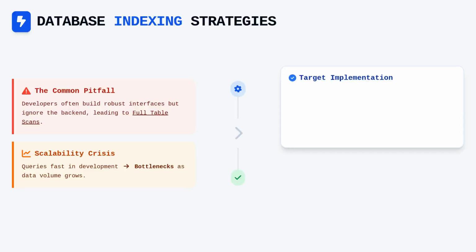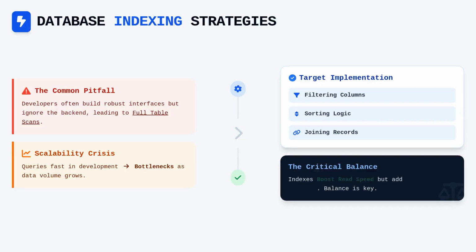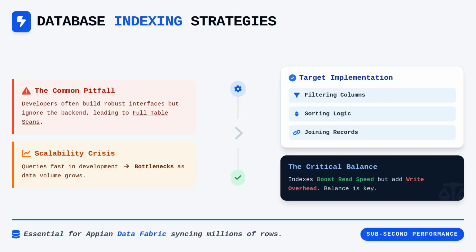You should implement indexes on columns frequently used in filtering, sorting, or joining records within your data model. However, remember that indexes are not free. They add overhead during write operations, so you must find the balance. A well-indexed database is the backbone of any performant Appian application, particularly when syncing millions of rows into the data fabric.